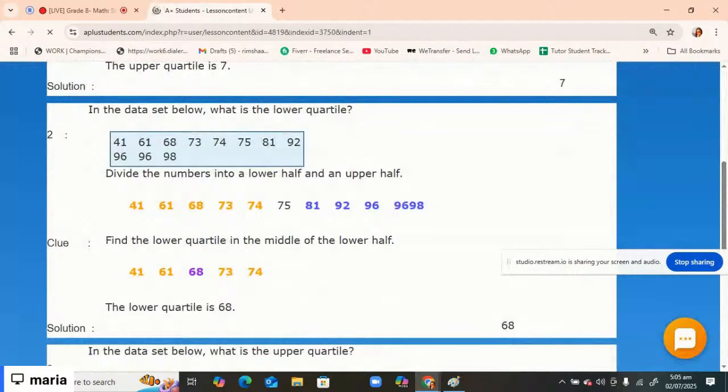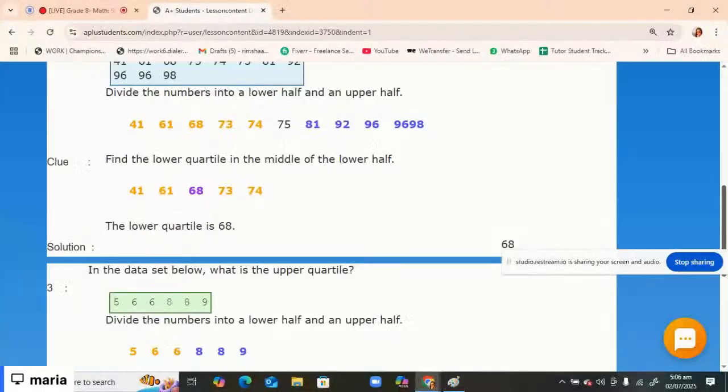Now for the lower quartile, we take the data from the left side, and for the upper half we take the data from the right side. In this way we find all the numbers one by one.